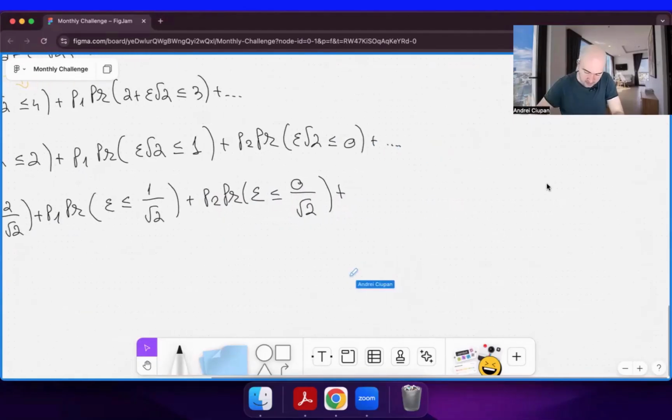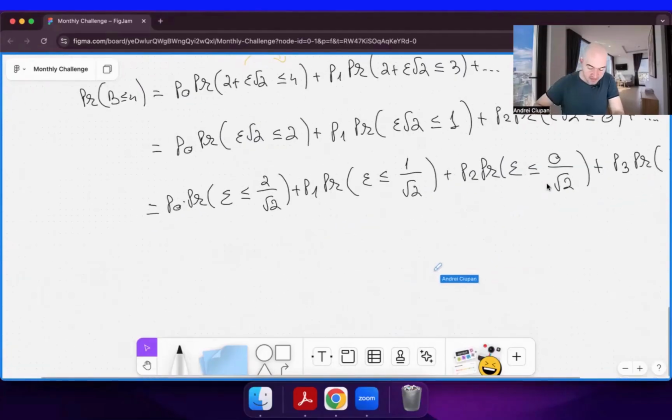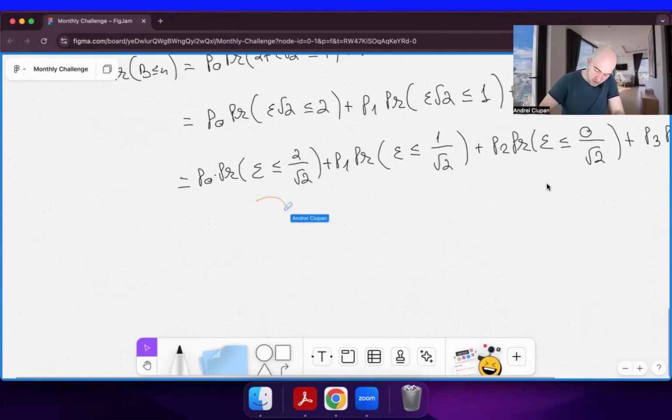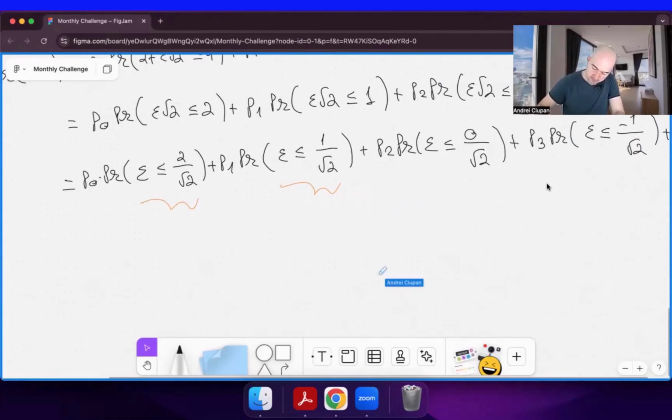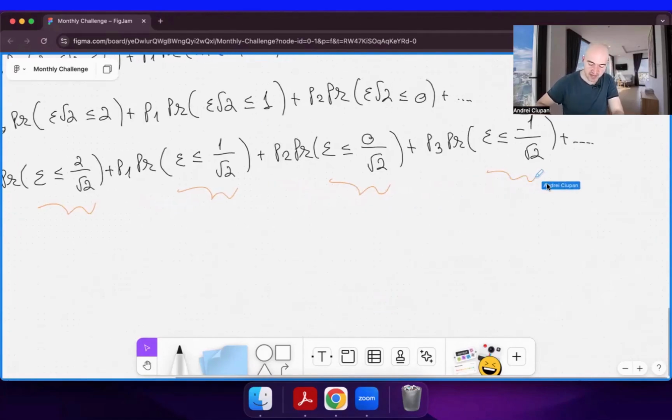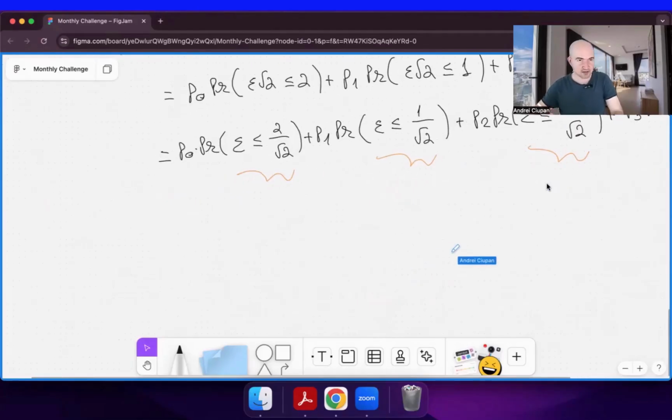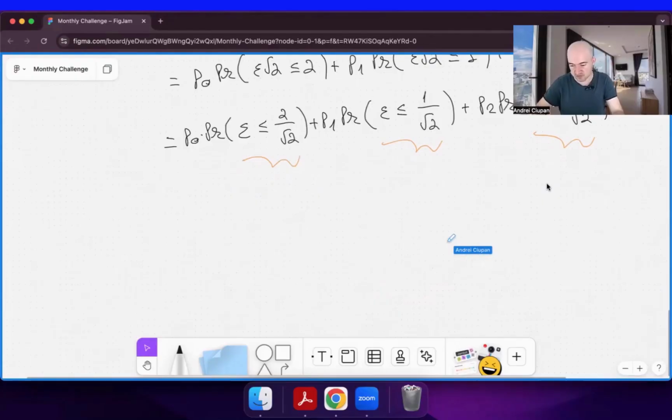And so on, let's add P3 as well. P3 times probability epsilon less than or equal to minus 1 over square root of 2. Okay. Now, the great thing is these probabilities are well known, basically. They even have a name. This is called the CDF, the cumulative distribution function. So this is the cumulative distribution function of the normal 0, 1, which we can denote by big F.